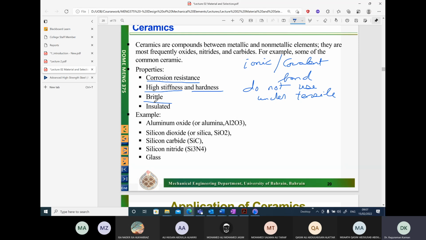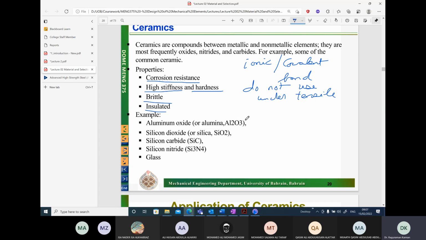All your building structures, for example, are made out of cement and bricks. They undergo compressive loads and are still used under compressive loads. They are also used as thermal insulators in ovens, etc. You will see ceramics are extensively used. Sometimes a ceramic lining can be given to metals and alloys to protect them from very high temperatures.